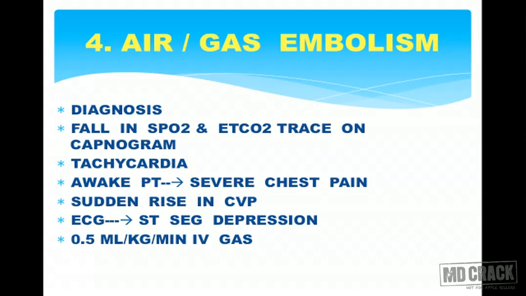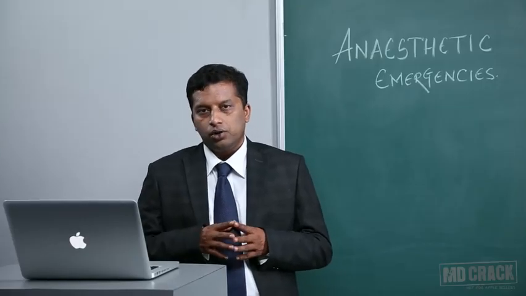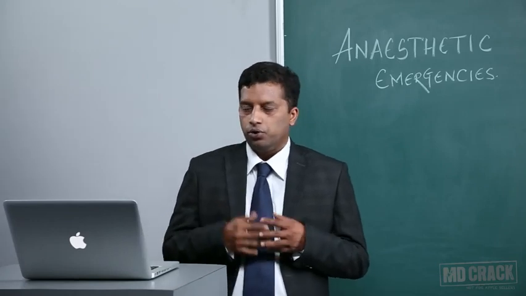That is, fall in SpO2, EtCO2 trace on capnograph, severe tachycardia. If the patient is awake, he will have severe chest pain and sudden rise in CVP. And ECG will always show ST segment depression. So this is how you are supposed to diagnose air and gas embolism. How do you treat air and gas embolism? I will talk about this in the next module. Thank you.